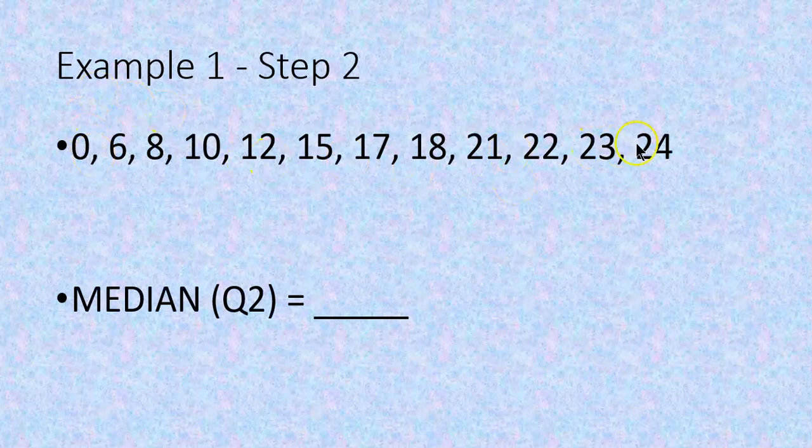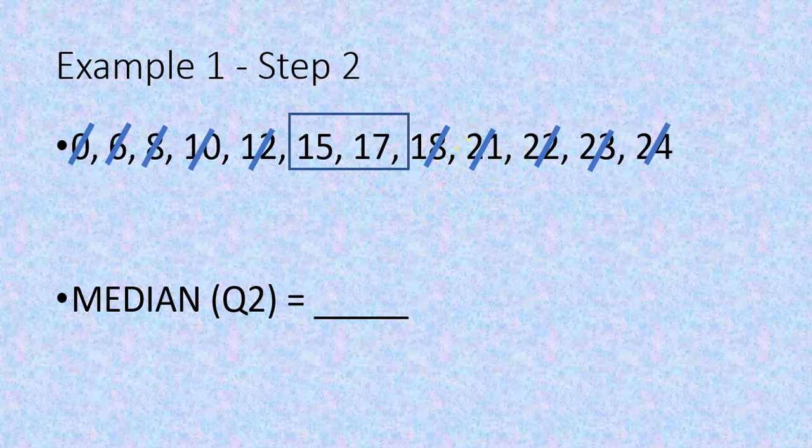Here's our data once again, in order from smallest to greatest. Now, step 2 said we have to find the median, right? To do that, we have to start crossing out numbers. So, 1 from each end, the next one, the next one. I hope you are crossing things out. The next ones, there. And now look, we've got 2 in the middle. Remember, that means that you have to find the average.